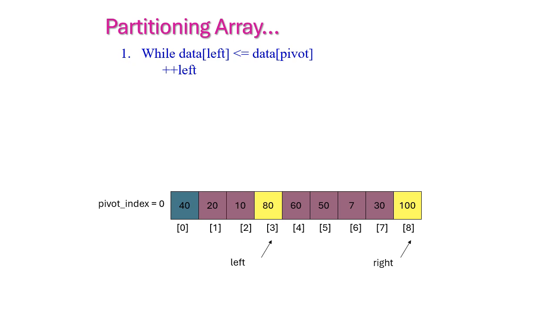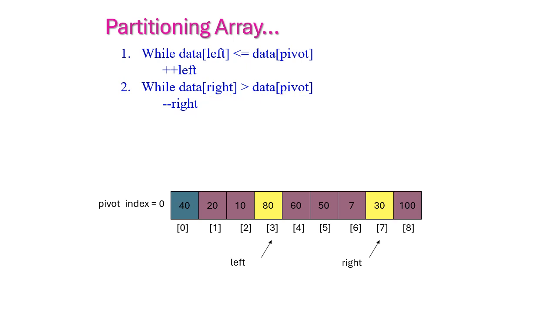Now left got incremented here. The value at the left index is 80 and the pivot value is 40, hence left will stop here. Then we have to check whether the data of right is greater than the data of pivot. The data of right is 100 and the pivot value is 40. The right index value is greater than the pivot element, hence right will be decremented.